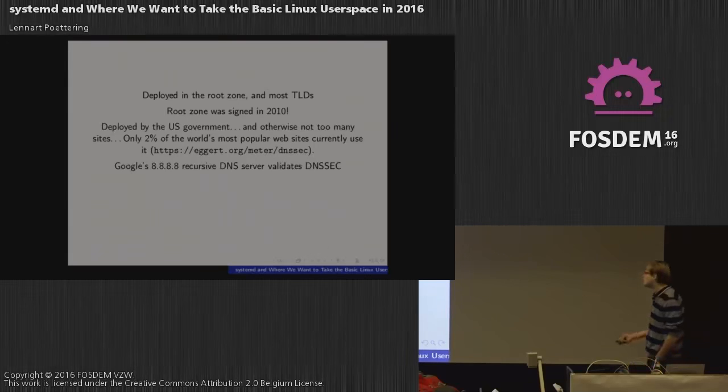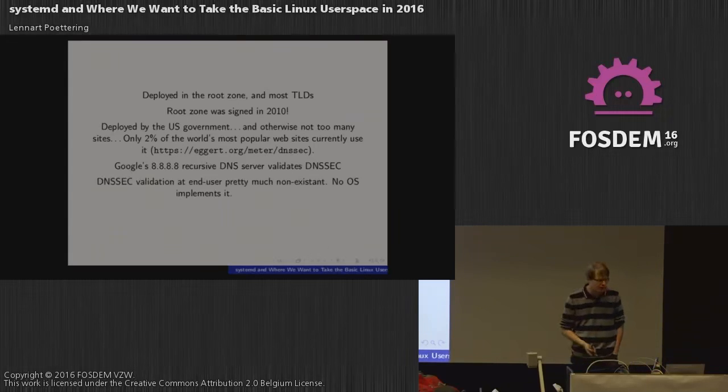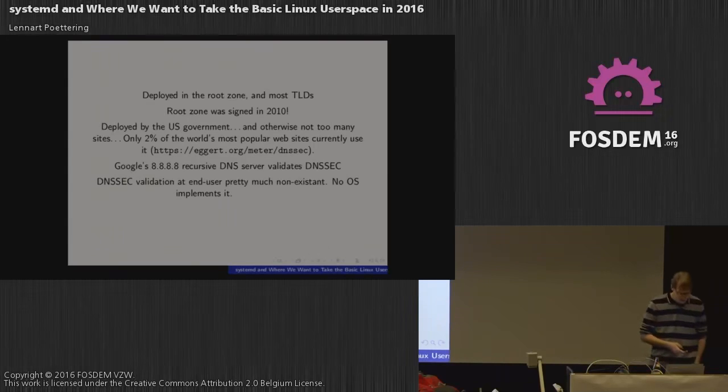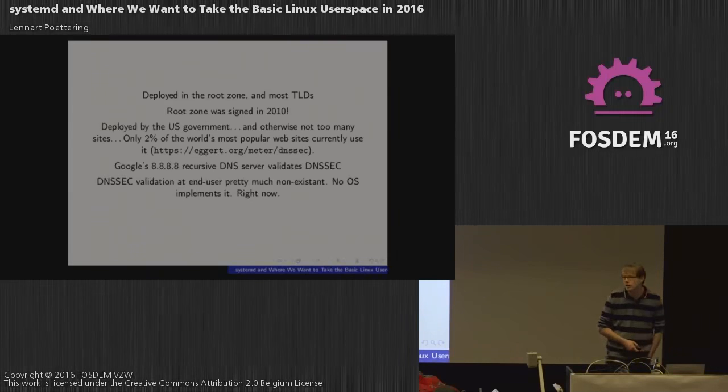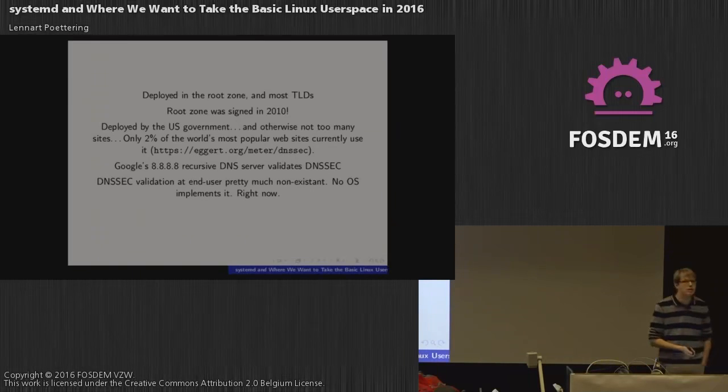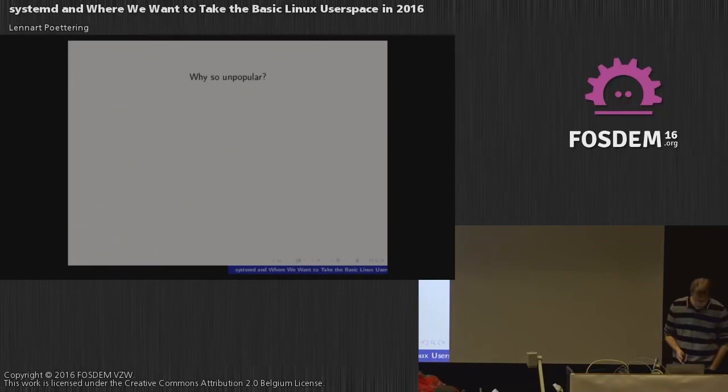Anyway, regarding deployment, the websites are not very good at that. The root zones and these things are. On the client side, on my laptop that I use to access the internet, DNSSEC validation is pretty much non-existent. No OS implements it: not Android, not generic Linux, not Windows, not macOS, nothing does. And that's interesting. How can a technology that has been adopted by all the internet bodies and by the US government not be adopted at all?